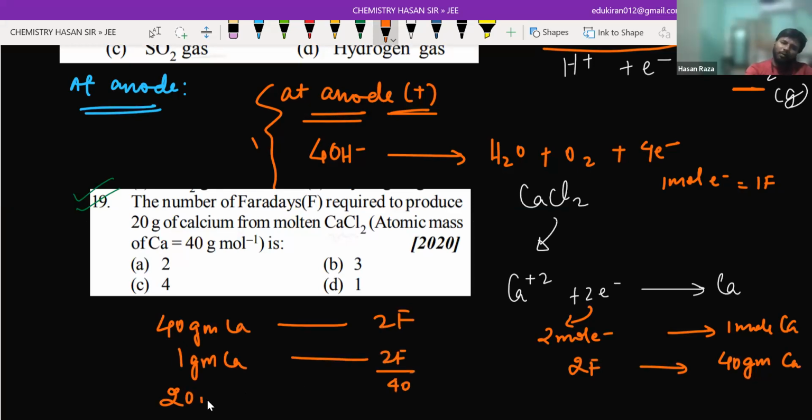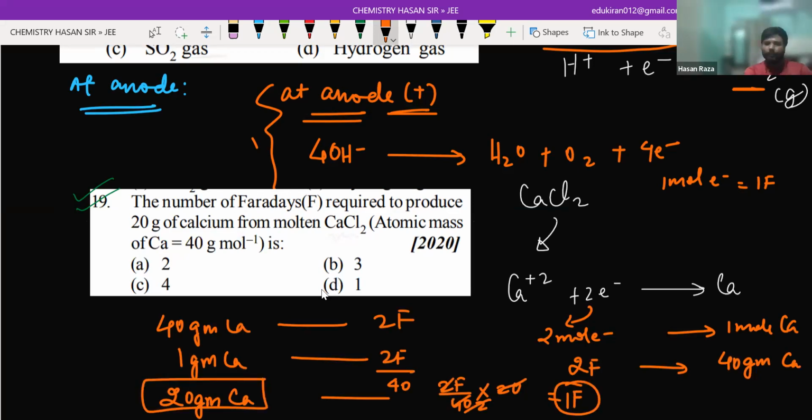So in how many grams we need to calculate? 20 gram. So it will be 2F upon 40 into 20. You can see 1 Faraday it is. So the answer: to get 20 gram deposition of calcium, you will need only 1 Faraday.